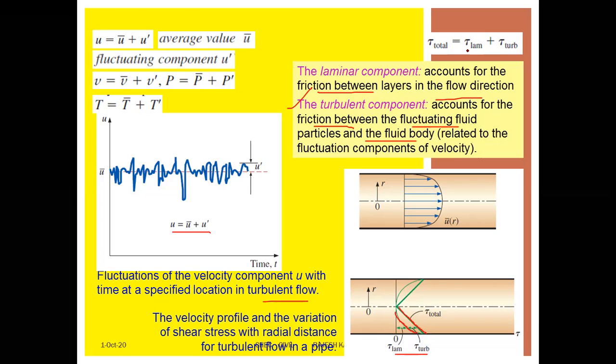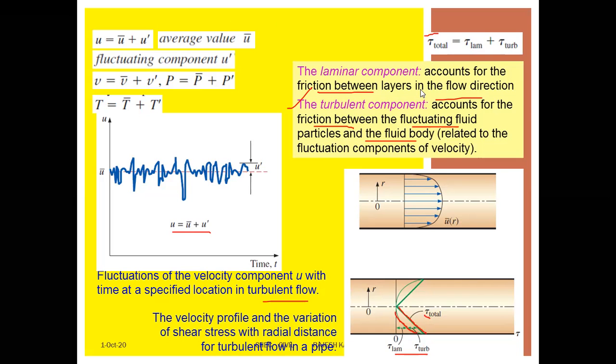So we can call this the shear stress. The total shear stress, tau total, is equal to the shear stress of laminar plus the shear stress of turbulence. Therefore, shear stress tau is equal to laminar flow plus turbulent flow. Keep this in mind.